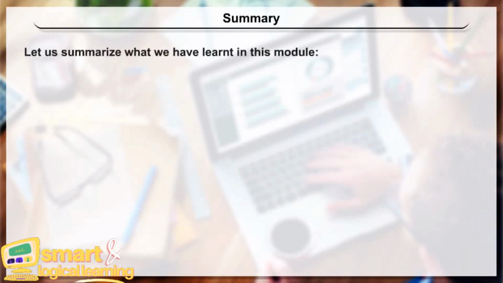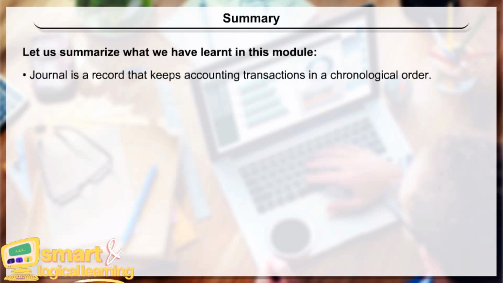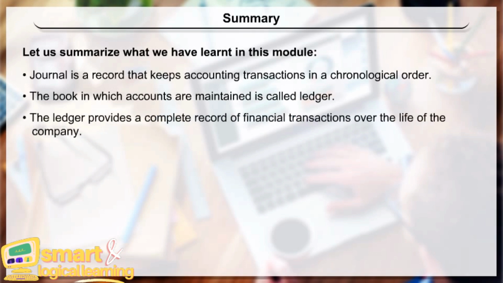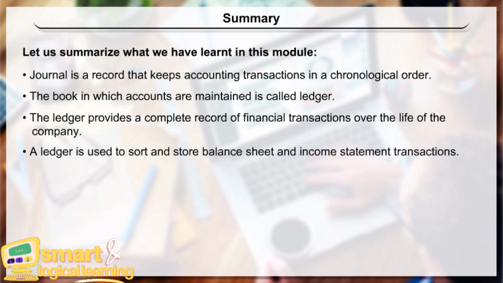Summary. Let us summarize what we have learned in this module. Journal is a record that keeps accounting transactions in chronological order. The book in which accounts are maintained is called the ledger. The ledger provides a complete record of financial transactions over the life of the company. A ledger is used to sort and store balance sheet and income statement transactions.